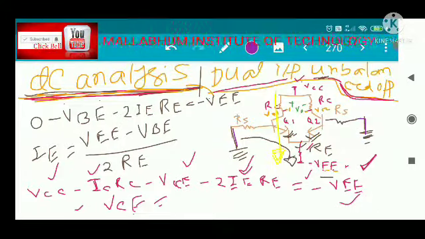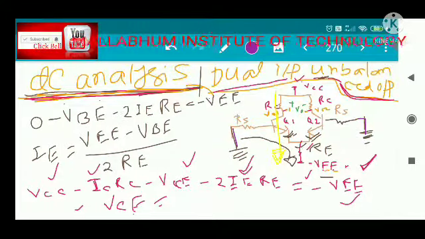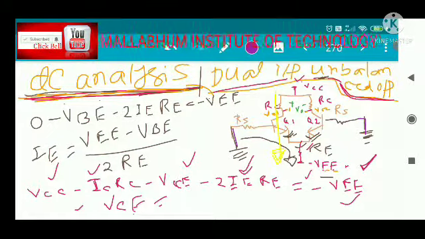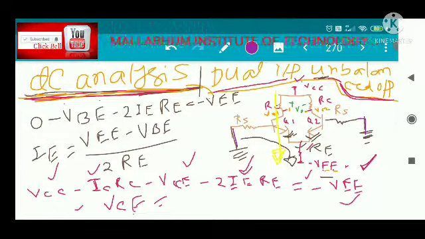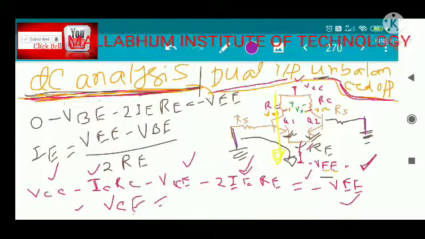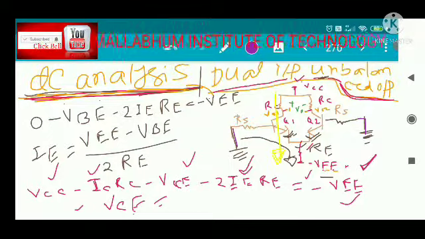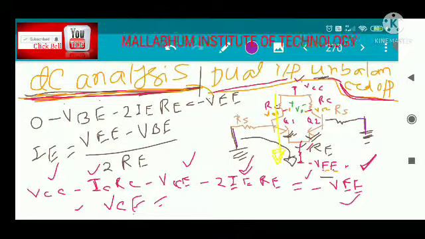That means whenever you want to deactivate a voltage signal from the circuit, you have to short circuit it. And whenever you want to deactivate a current source, that is, if there is a current signal, then you have to open circuit it to deactivate this current signal. Okay, so that is the purpose.